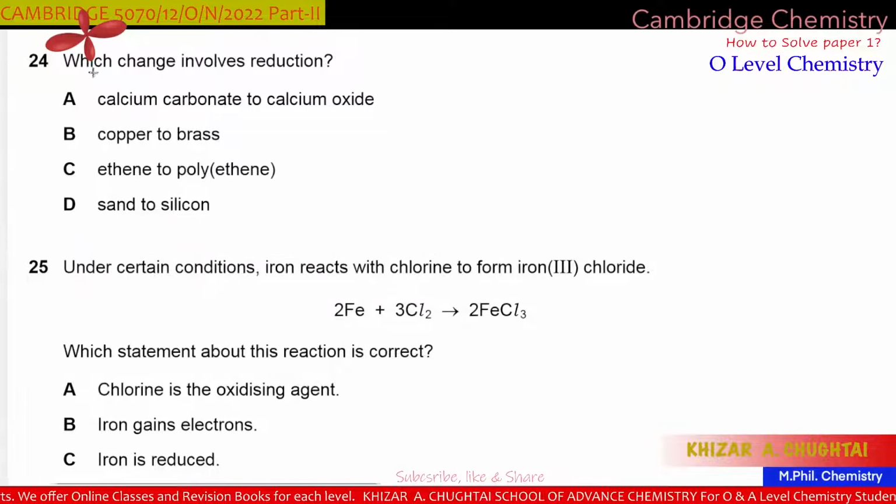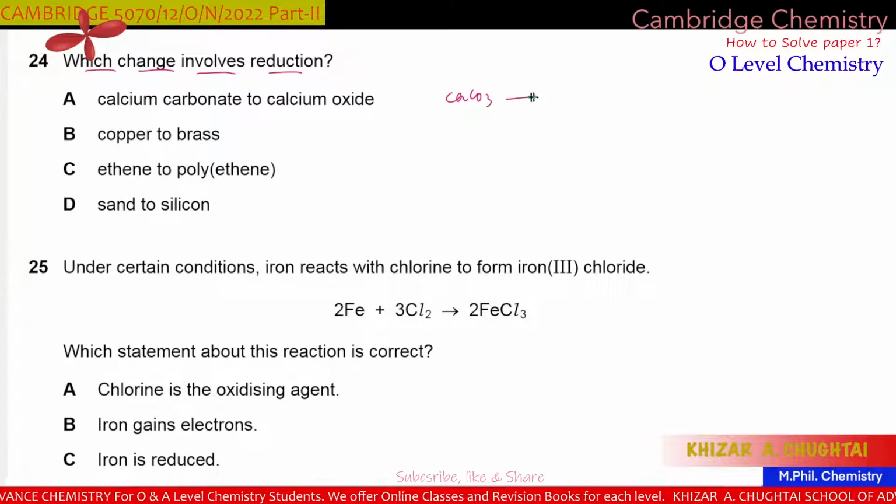Question number 24. Which change involves reduction? So which change involves reduction? Number one, option A, calcium carbonate to calcium oxide.